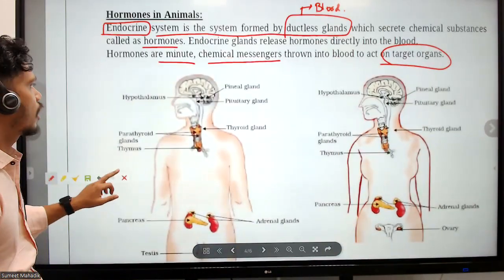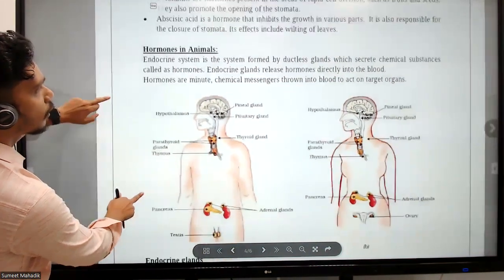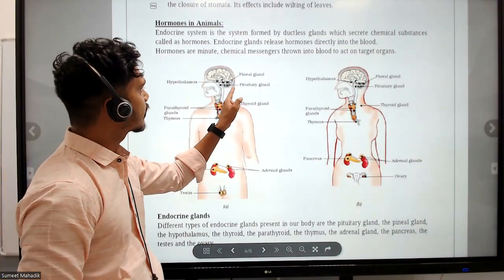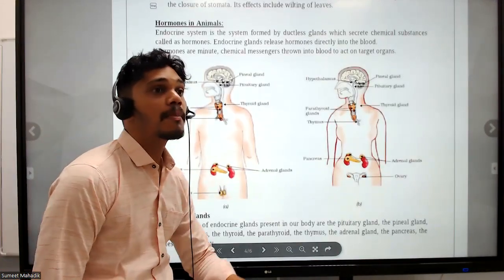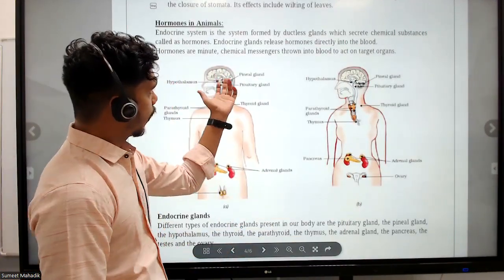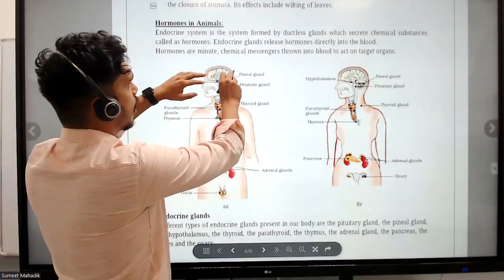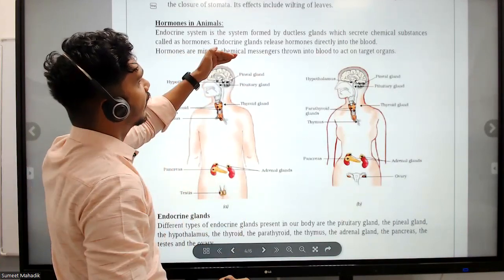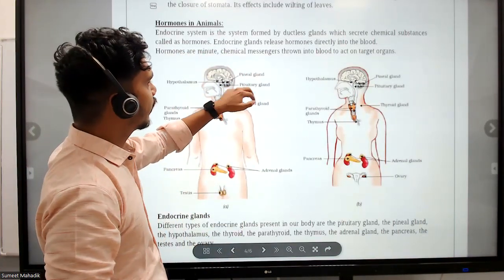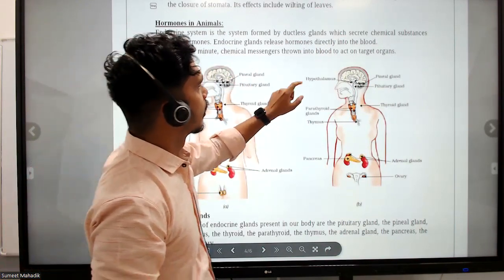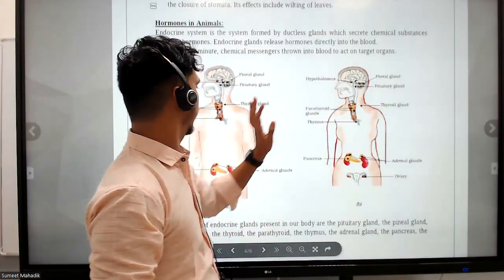So what are the endocrine glands over here? Can you see here? This is the pituitary gland. The pituitary gland is called the master gland. The hypothalamus is the roof, or we can say this part. Here is the pineal gland. The pituitary gland is called the master gland, and the pineal gland is the one that gives direction to the pituitary gland. Then the hypothalamus, which is the same in male and female.